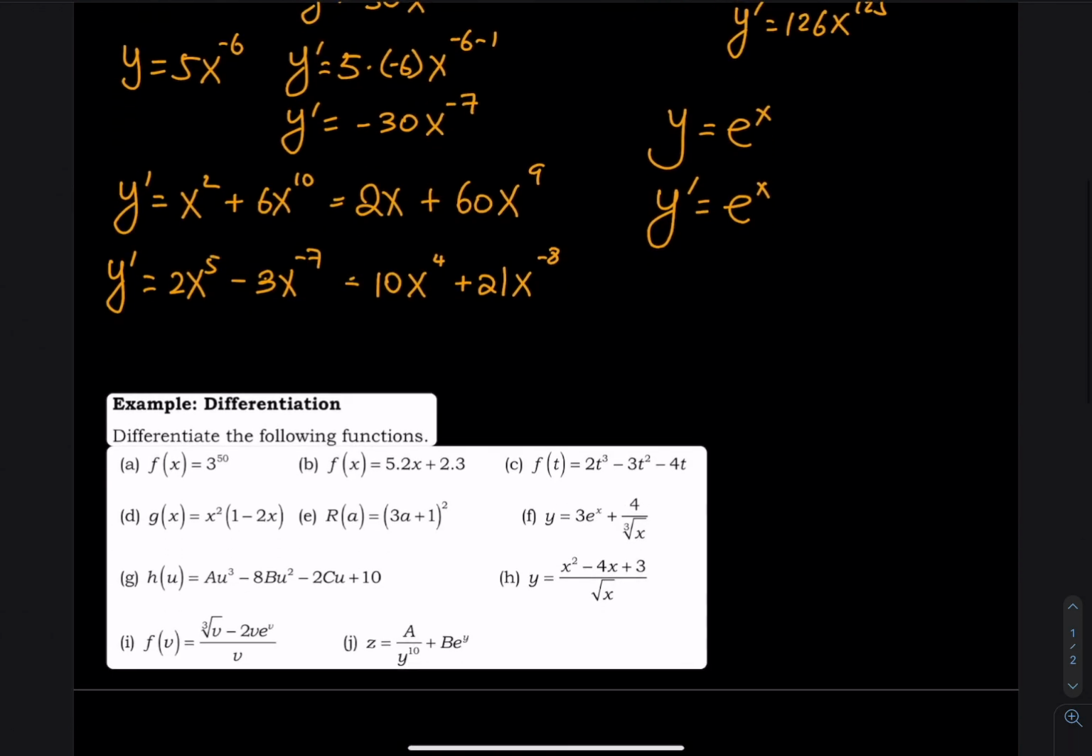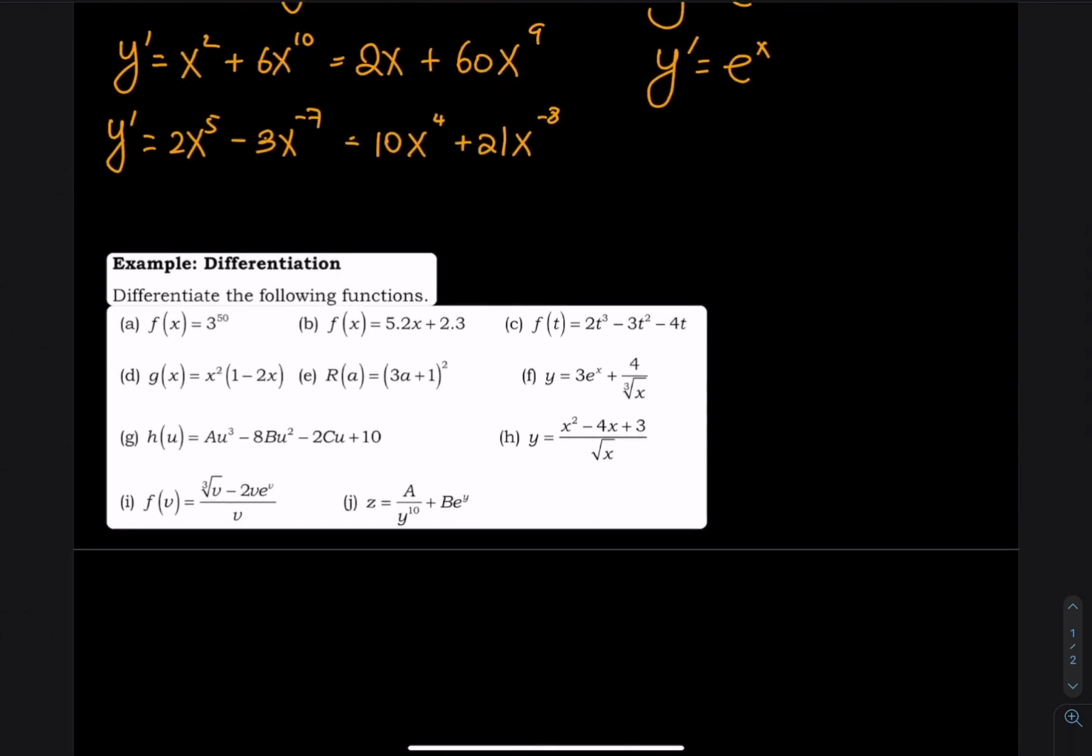So let's differentiate this. In part A, we have f of x equals 3 to the 50. Is this a constant function? Of course. 3 to the 50, I know that equals a huge value, but there is no x in it. So this one is just y equals 3 to the 50 power. It's a constant function. It's a straight line. The graph of this is y equals that huge value. So it's a horizontal line, and the slope of a horizontal line is 0. So f prime of x is equal to 0.